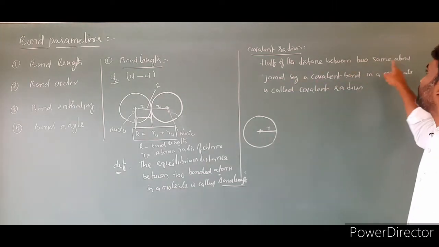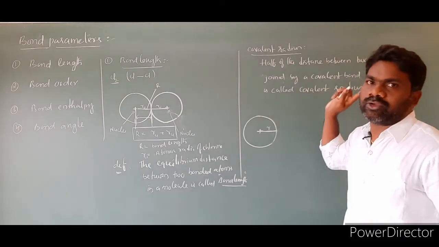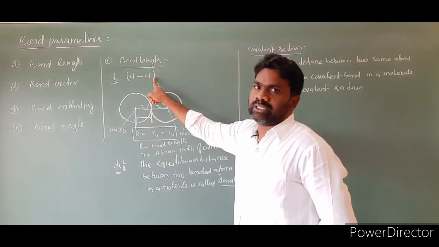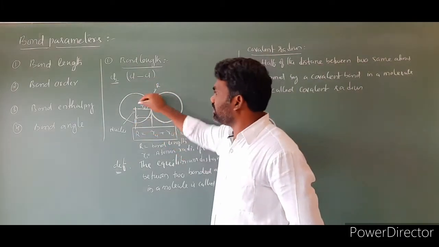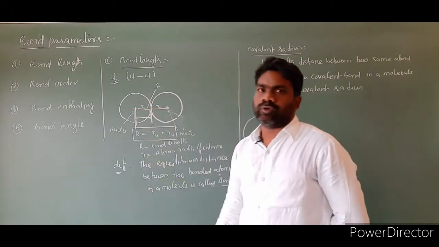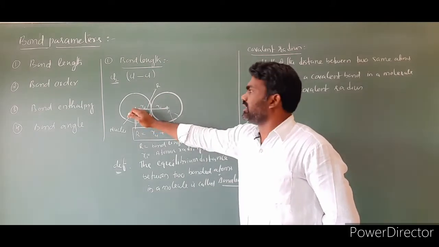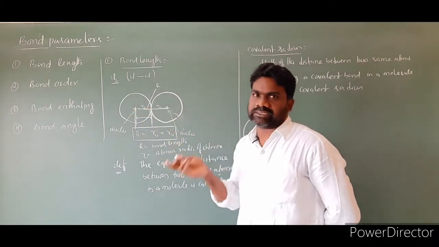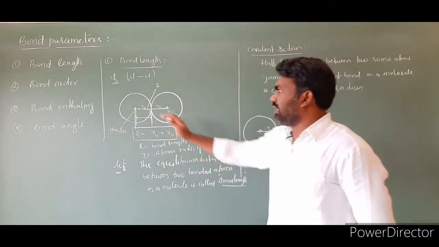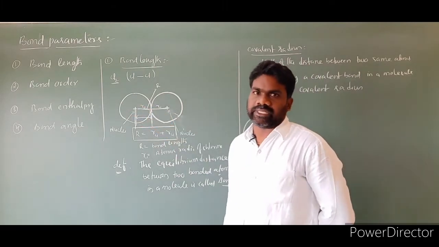Half of the distance between the two same atoms joined by a covalent bond. These are the similar atoms, and both atoms are joined by a covalent bond. This half of the distance we are calling a covalent radius. The covalent radius is measured, as with bond length, within one molecule, whereas for the atomic radius of one atom, we take half of the distance.